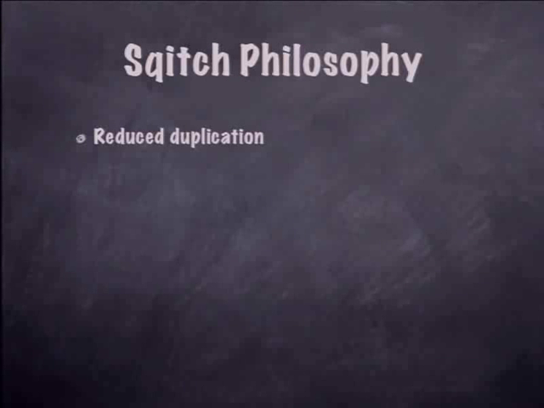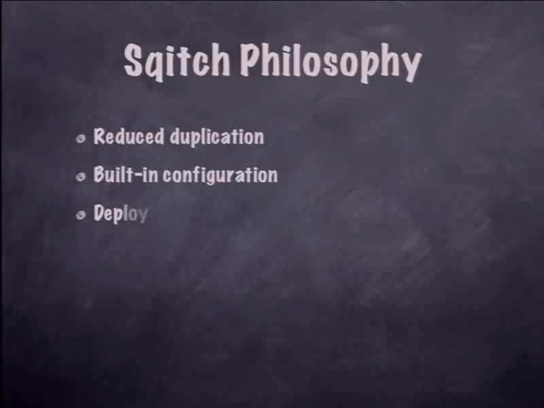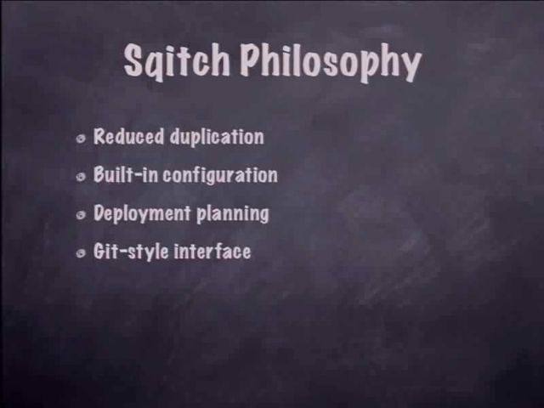Particularly with reference to the procedure stuff, I wanted reduced duplication, because that's a pet peeve of mine. But I also wanted to have built-in configuration. I modeled this on Git's interface so that you can tell it what database you're deploying to, what the name of your database is, all sorts of other stuff that you can put in there to help ease the management of your changes. It also includes deployment planning, so this is a file that lists out what should be deployed where and when. It also has the concept of tagging, which I stole right out of version control systems.